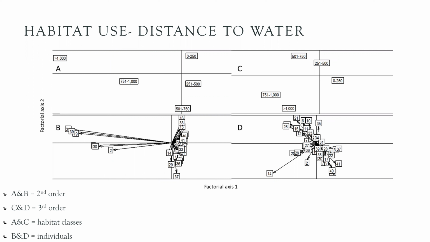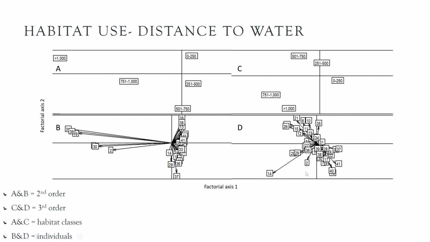For distance to water, I created rasters with moving windows to really get a good picture of what these individuals' home ranges and core areas looked like as far as distance to water, and saw that overall there was a very strong trend. It appeared a lot of individuals were selecting for areas closer to water, 0 to 250 meters from water, 251 to 500, and 501 to 750. But there were still a few individuals that were strongly selecting for areas further away from water.